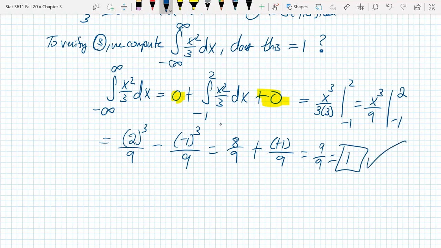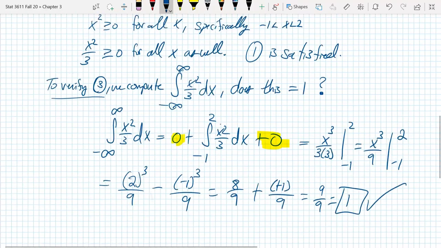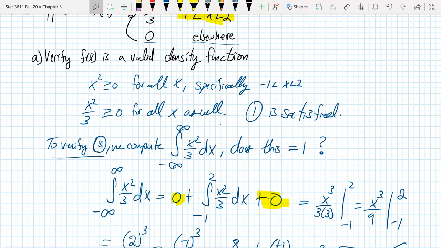Sort of what we were expecting. So we did verify 3. Good to go. The probability is equal to 1. We have a valid PDF. Verify f(x) is a valid density function. Looks good.